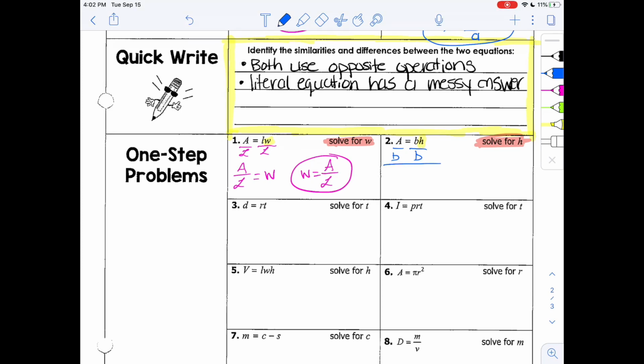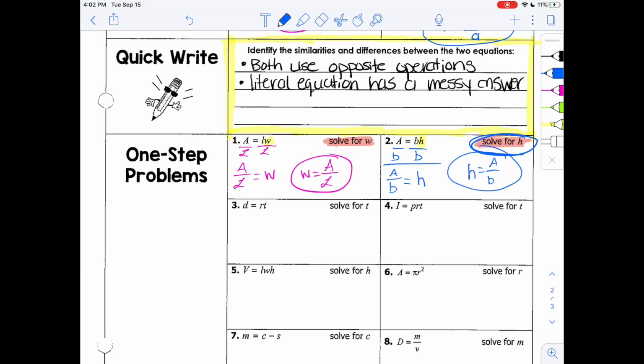Well, technically, I can't divide A divided by B, so it simply stays A divided by B. Equals B divided by B is 1, so I simply have 1H, or H. And then again, we want to flip it around so the variable we're solving for, H, is on the left. H equals A divided by B.